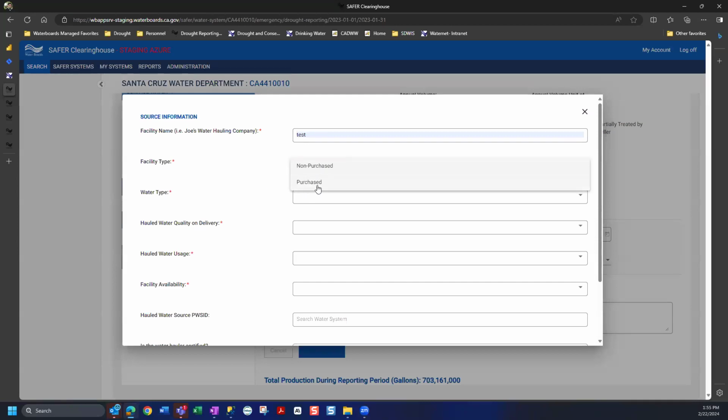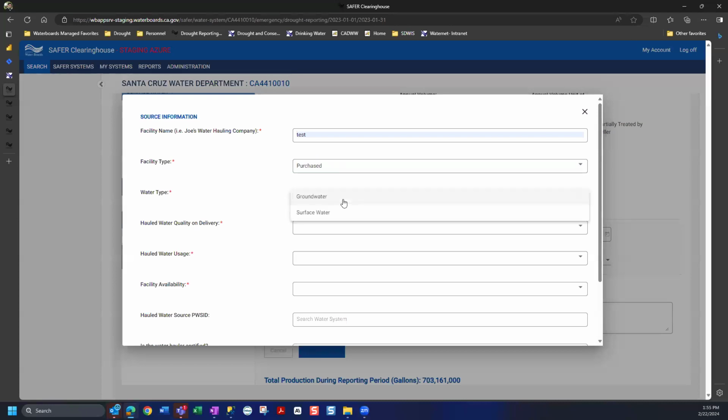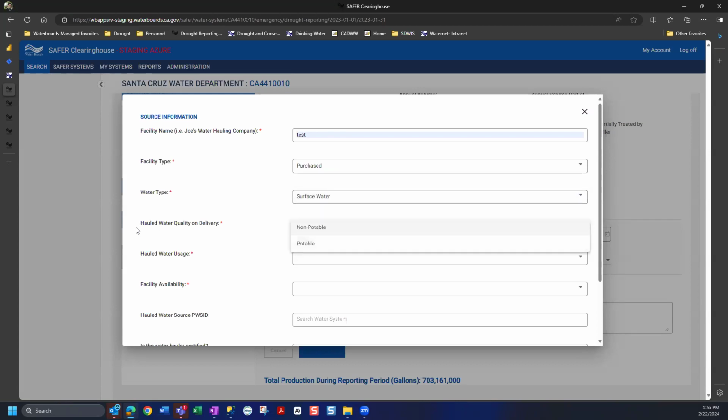So we're going to ask you, are you purchasing it or are you not purchasing it? Like is someone else delivering it to you, maybe like Self-Help Enterprises delivering it to you, maybe it's not purchased, or if you're buying it from a water hauler that's licensed, then you could purchase it. We're going to ask about the quality of the water, whether it's groundwater or surface water. We're going to ask for the hauled water quality on delivery.